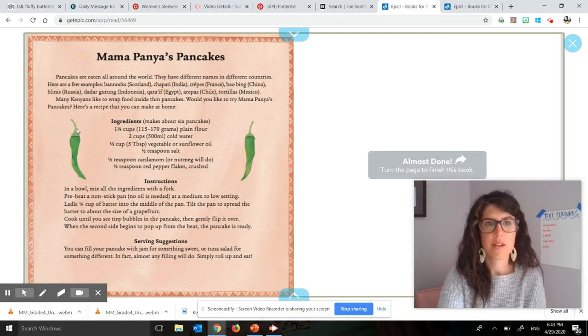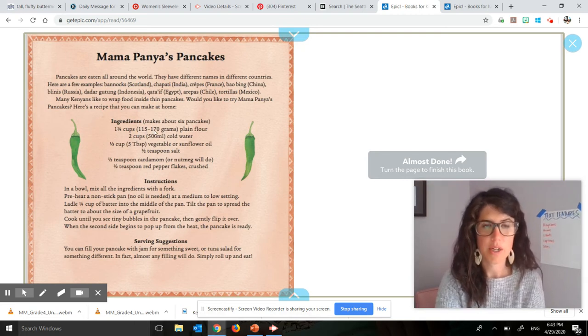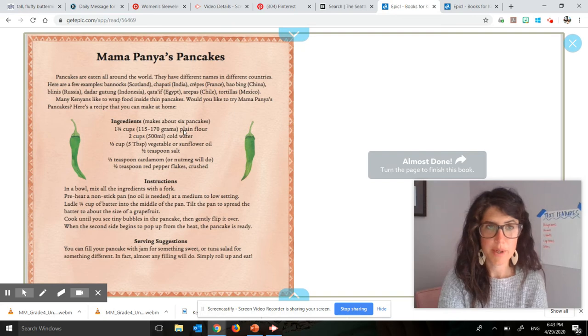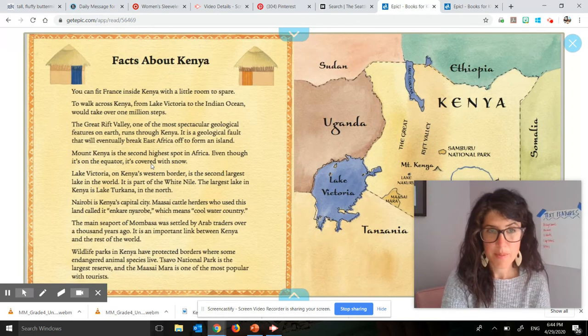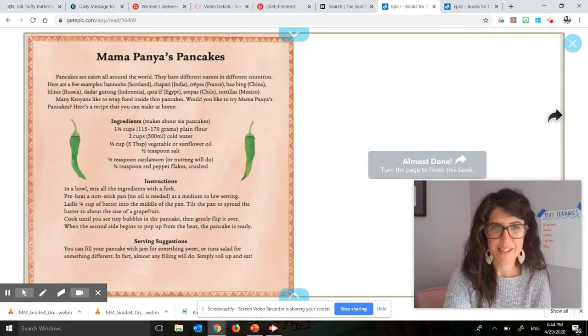1¼ cups (115 to 170 grams) of plain flour, 2 cups (500 milliliters) of cold water, 1/3 cup (5 tablespoons) of vegetable or sunflower oil, 1/2 teaspoon of salt, 1/2 teaspoon of cardamom (or nutmeg will do), 1/2 teaspoon of crushed red pepper flakes.